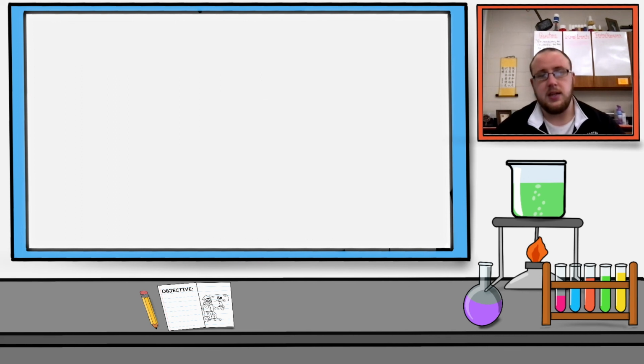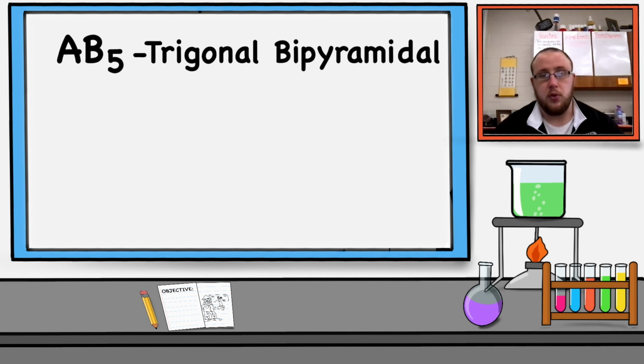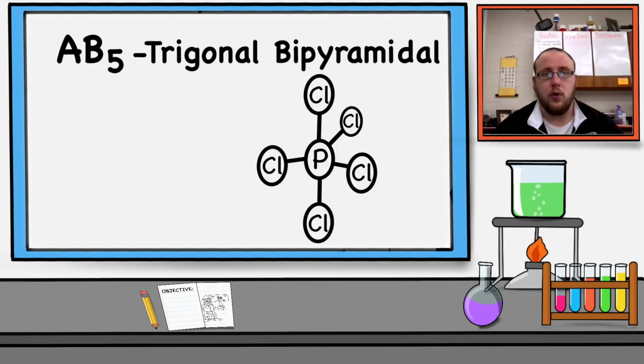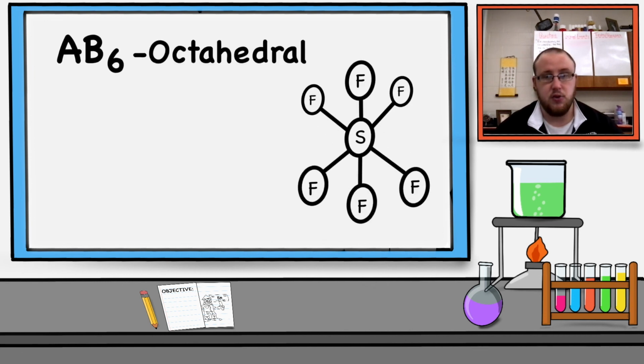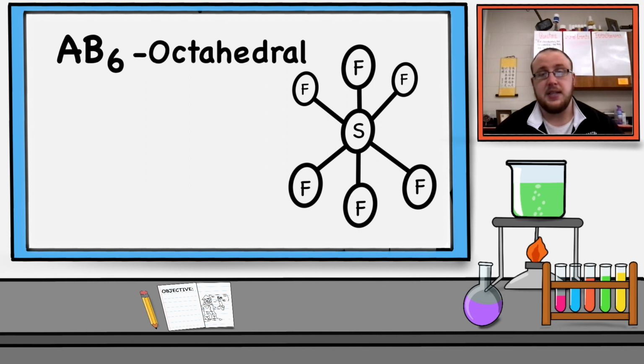Our next one is AB5, and AB5 is trigonal bipyramidal in its molecular geometry. Think of an old school diamond shape. An example of this would be PCl5. Our final molecular geometry is AB6, and this is known as octahedral. SF6 would be your example of this.